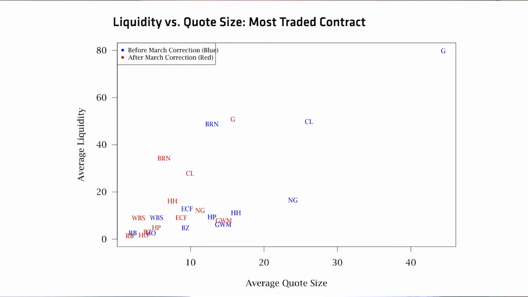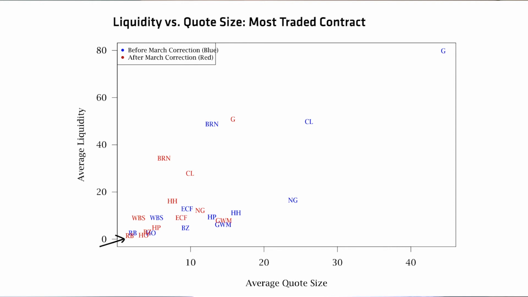or most of the symbols on ICE and CME. Here we can see the quote size on the x-axis and the average liquidity on the y-axis. Gas oil is literally on the right-hand side, with a very large quote size and liquidity, which makes sense. And RBOB and heating oil are at the bottom, again which makes sense.